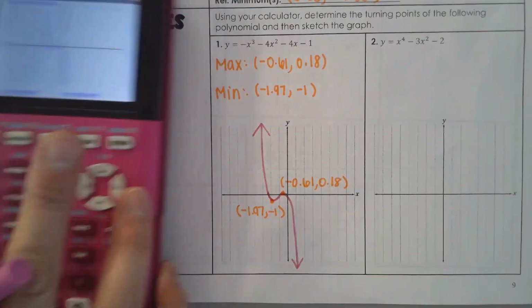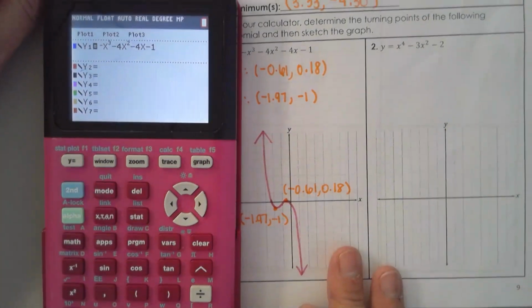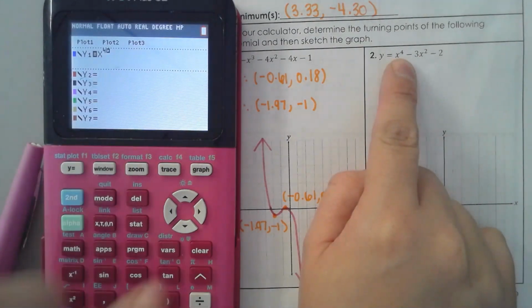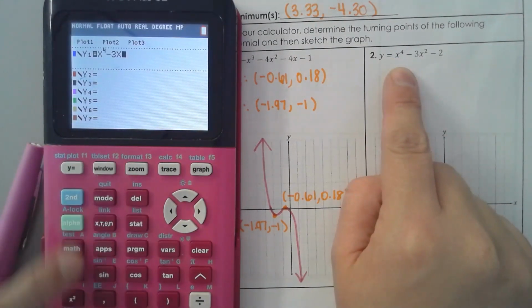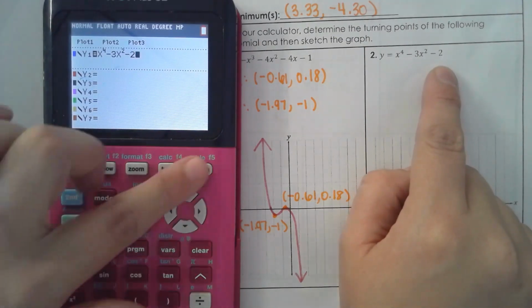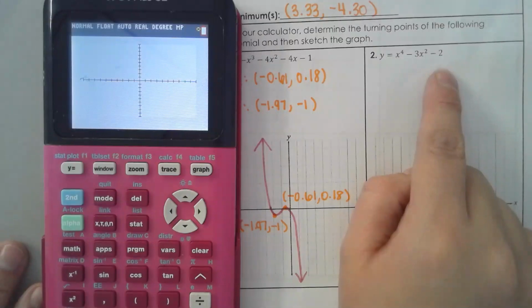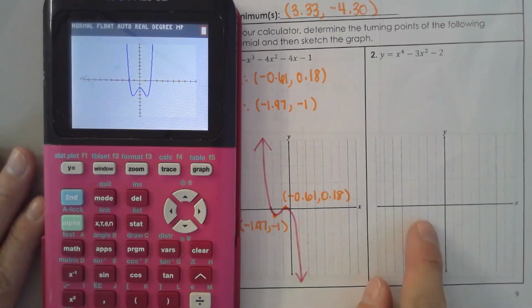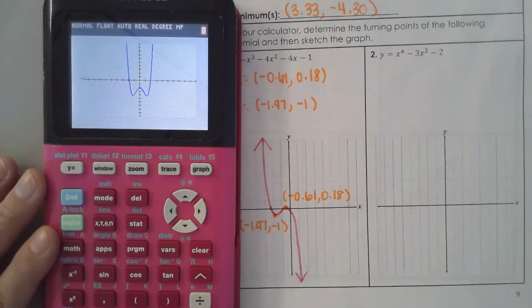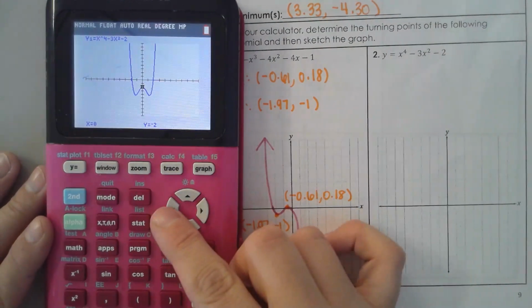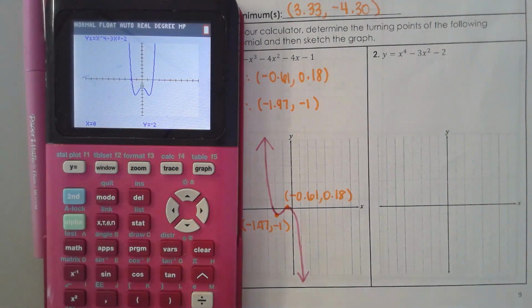Let's go on to number 2. I'm going to go back to my y equals and clear out the last one. And type in x to the 4th minus 3x squared minus 2. And hit graph. Then I'm going to hit the trace button so that I can trace along my lines.